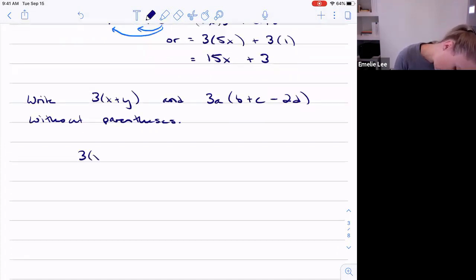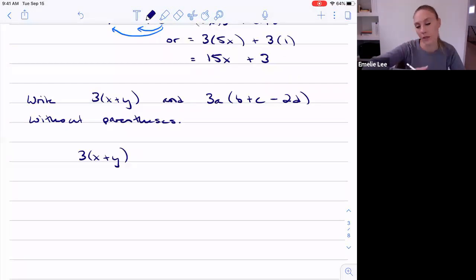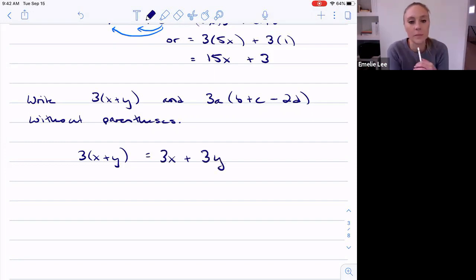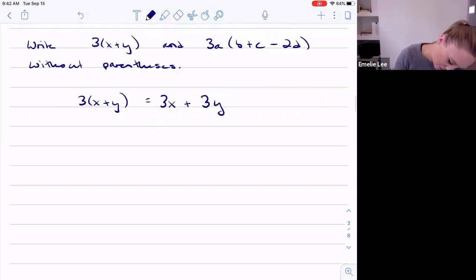3 times x plus y, that's just going to be the very basic distributive property. In fact, they're both using the distributive property because we have to bring the 3 or the 3a in later. So this becomes 3x plus 3y. That one should be pretty good. And then I kicked it up a notch with the 3a times b plus c minus 2d. But as long as you stay the course and just bring that 3a onto each of the terms inside the brackets, then you're going to be safe. So you've got 3a times b plus c minus 2d.